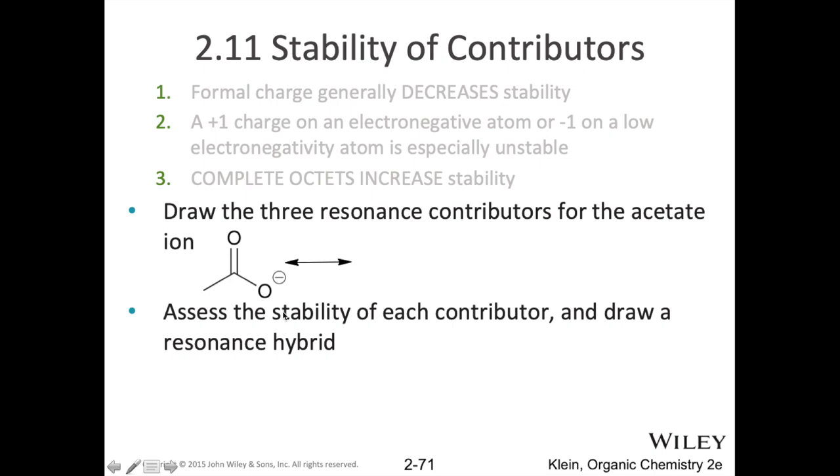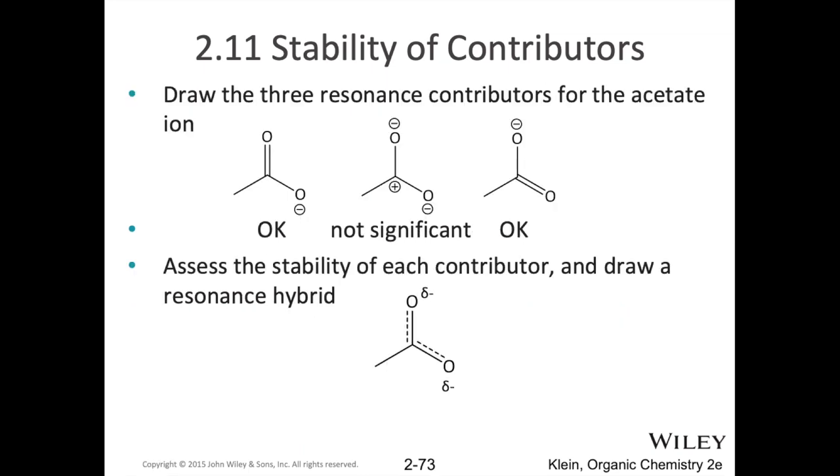Okay, let's try a similar exercise. For this molecule here, this acetate anion, go ahead and draw the resonance contributors for that, or feel free to pause the video if you want. Here are your resonance contributors, and let's ask ourselves which of these are stable and which are not. Notice that this molecule has a negative formal charge.